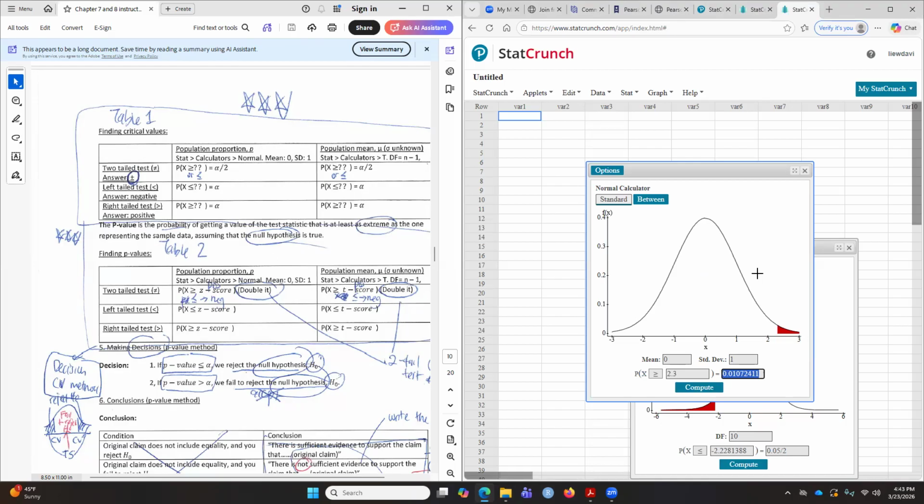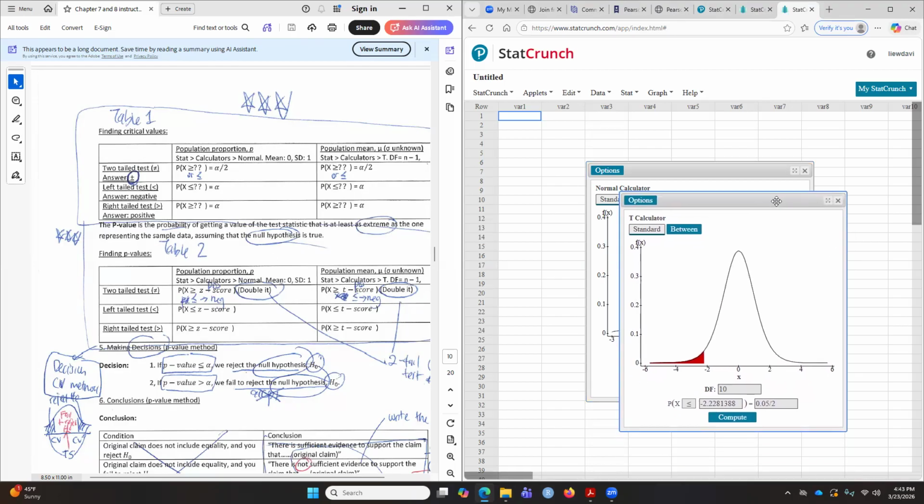For the population mean, we will be using the t distribution or t calculators in this case. Again, the degrees of freedom: the question will give you the sample size, so make sure you subtract 1 from it. The degrees of freedom is n minus 1. And it's the same property as the normal distribution, which means if the t-score given in the question is positive, you use greater than. However, if your t-score is negative, you use less than.